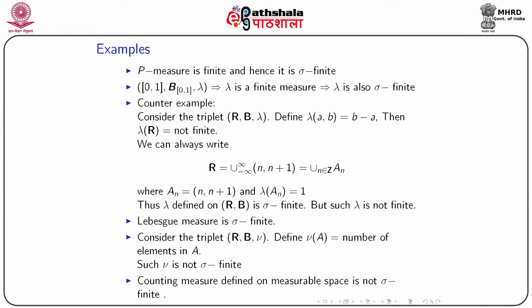This is another example. Now consider the triplet (R, B, nu). R is the real line, B is the Borel space, and nu is the measure, and we define nu of A as the number of elements in A. Such a nu is not sigma finite. So generally speaking, counting measure defined on a measurable space is not sigma finite.